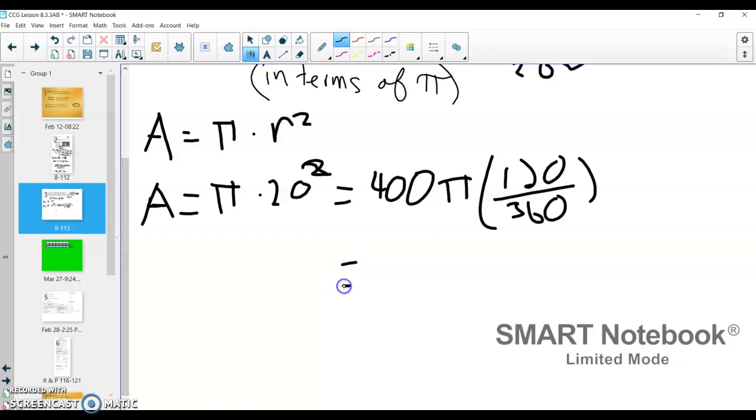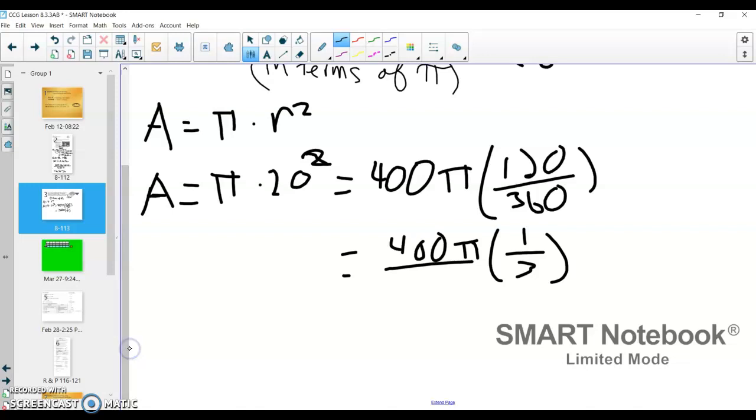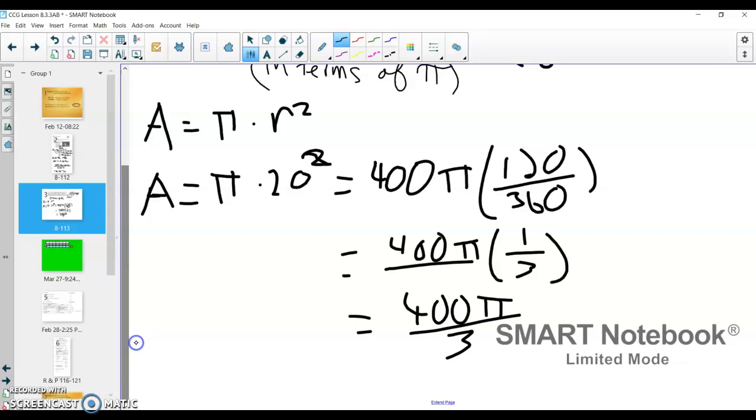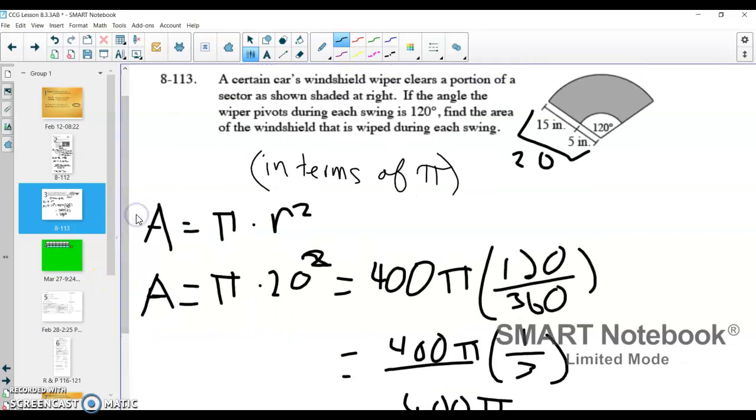That actually reduces down somewhat nicely, so this becomes 400 pi multiplied by 120 over 360, which reduces down to 1/3. And so when I multiply this, what this becomes is just 400 pi over 3. And now that's the area of just that sector. Now we need to find the area of the unshaded, this white part right here. We can take the whole area, subtract out the unshaded part, and we'll just be left with the shaded part.